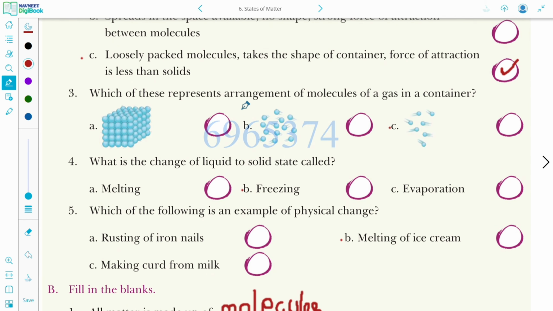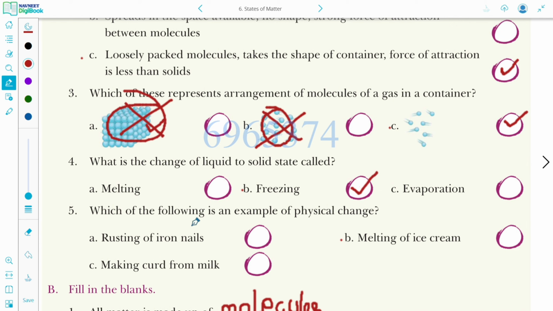Which of these represents the arrangement of the molecules in the gaseous state? This is the arrangement of solid. This is the arrangement of liquid. So option C is the correct answer. These two options are not correct. What is the change of liquid to solid state called? Option A, melting. Option B, freezing. Option C, evaporation. Option B is the correct answer, freezing.